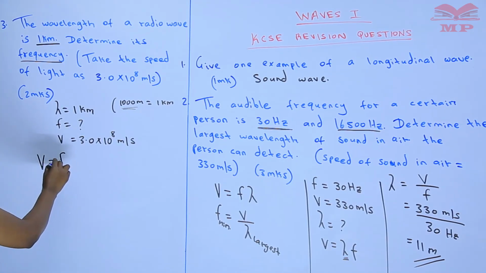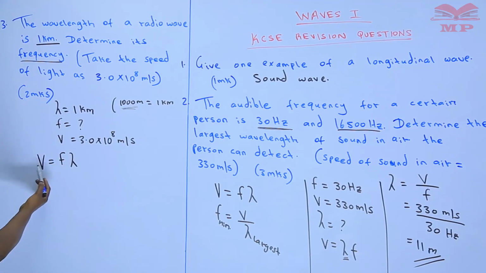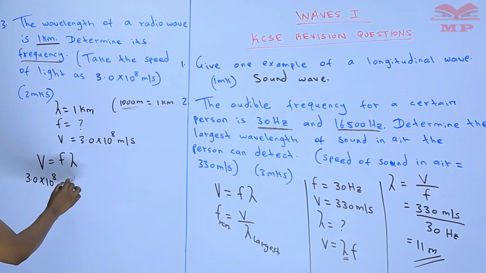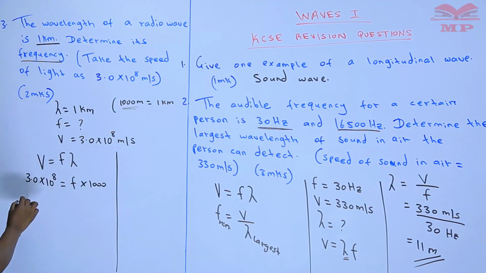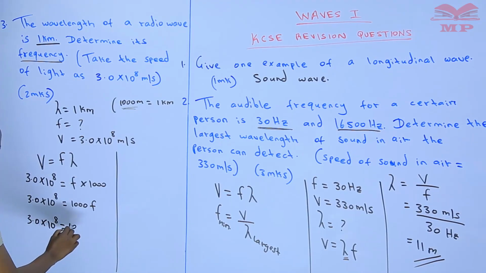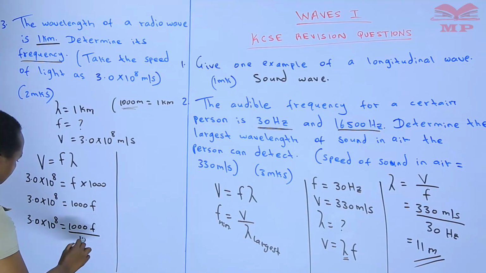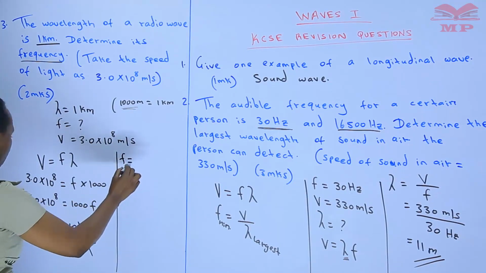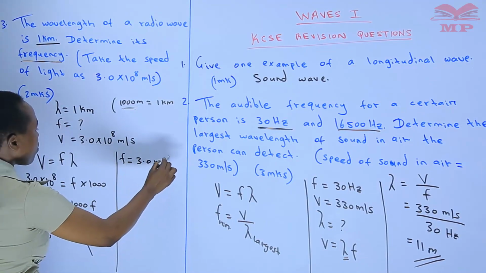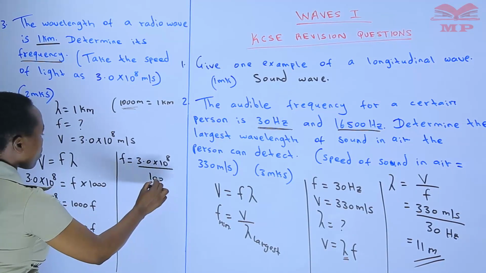V is equal to frequency multiplied by wavelength. Our V is 3.0 times 10 power 8, equal to our frequency, which is in question, multiplied by 1,000 meters. So we can have this as 3.0 times 10 power 8 equal to 1,000 multiplied by the frequency, so 3.0 times 10 power 8 equal to 1,000 F. We divide both sides by 1,000 so that we can get our frequency as 3.0 times 10 power 8 divided by 1,000.